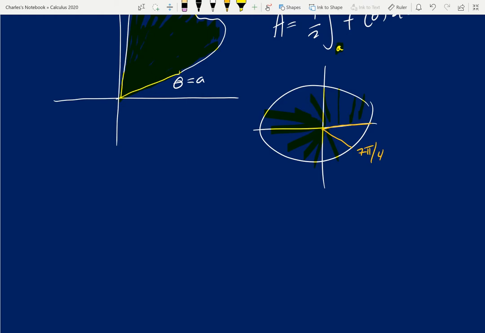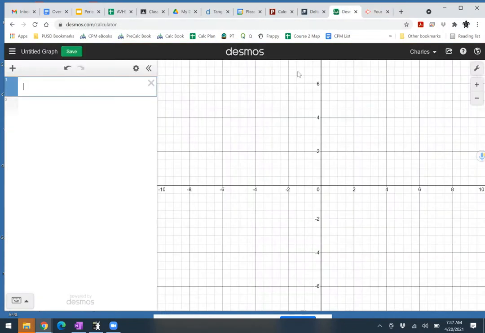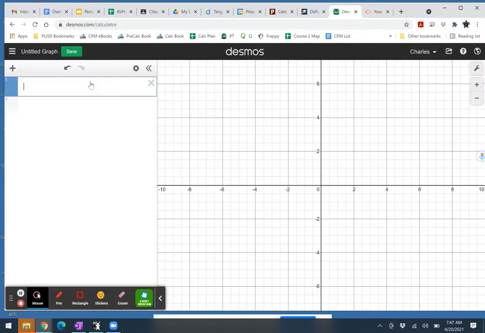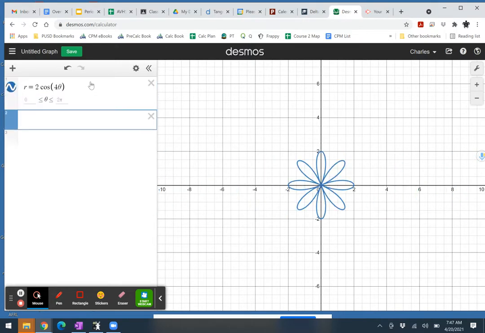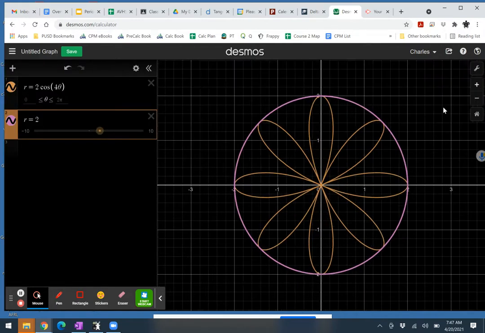And you'll see this come up. I'll just do an example that could be kind of high level, but I think you can follow along with my reasoning here. Let's see, I'm going to do R is equal to 2 cosine 4 theta. And I'm going to do R is equal to 2. Boom. It's pretty, right? Can we make it prettier? Let's go reverse contrast. All right.